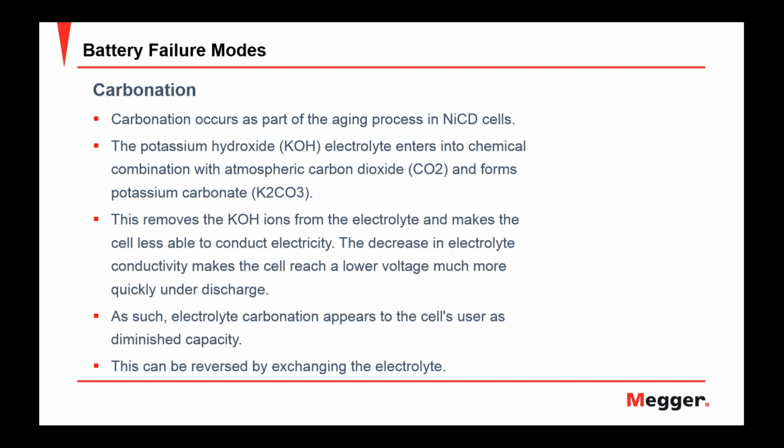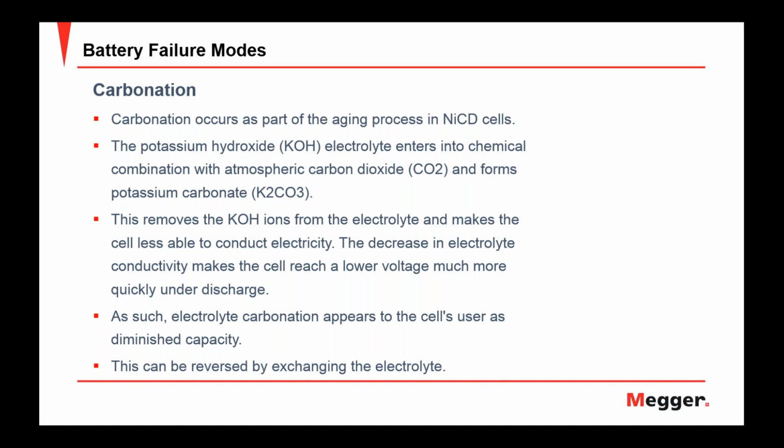Carbonation. This is applicable to NiCad batteries. And what happens here is the potassium hydroxide electrolyte will enter into a chemical combination with atmospheric carbon dioxide, and it forms potassium carbonate. Potassium carbonate has a higher impedance, so it's resistive to current flow. So what it will do is decrease the amount of capacity or the amount of current the battery can deliver. And this will be seen over time as a rise in impedance on the NiCad battery.